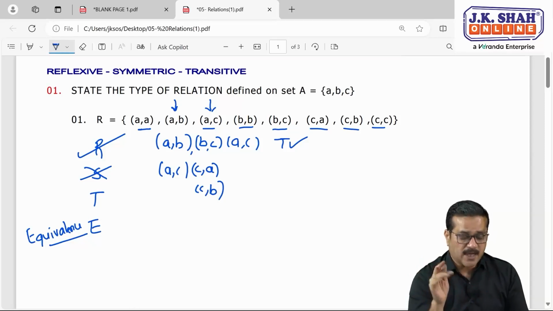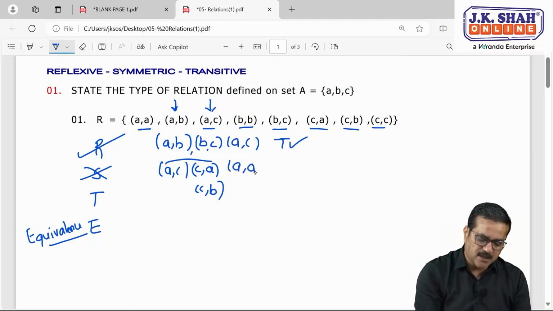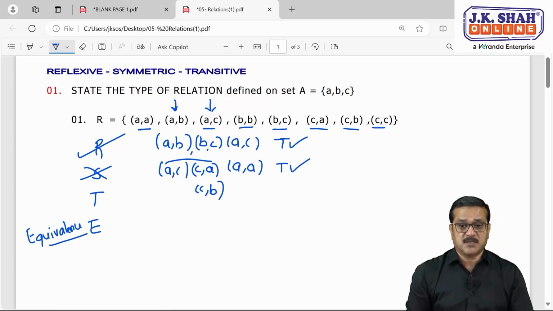So A, C, C, A. तो क्या A, A है मेरे पास? है ना? First ही खड़ा था. So transitive is going good. मेरा योद्धा अच्छा जीत रहा है.